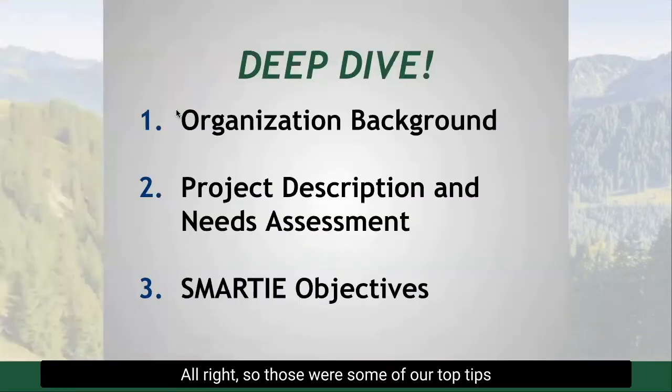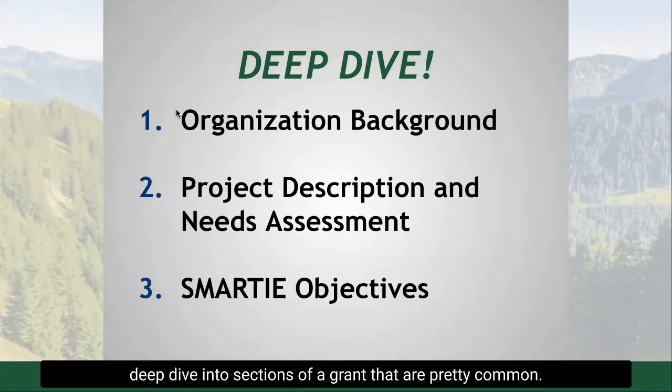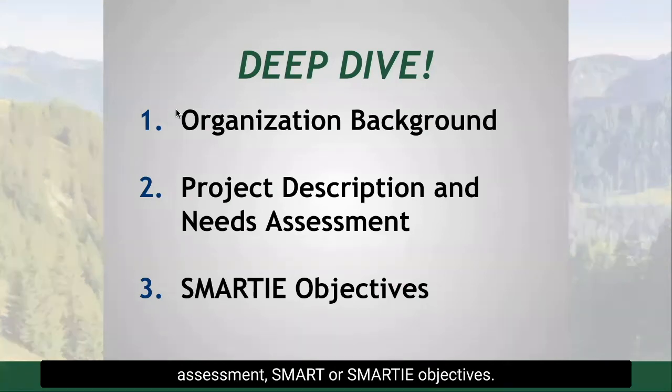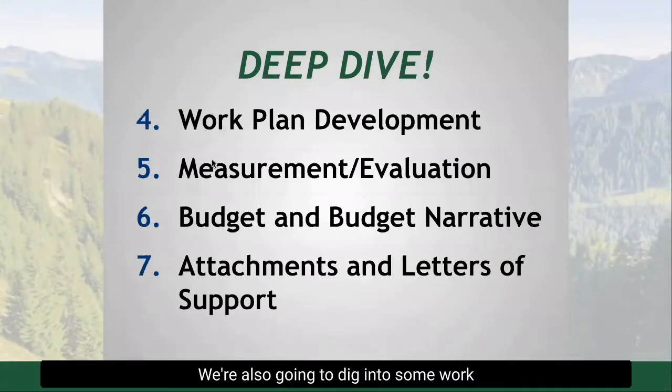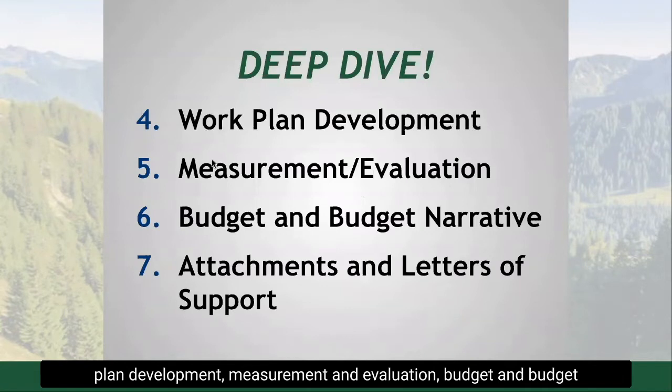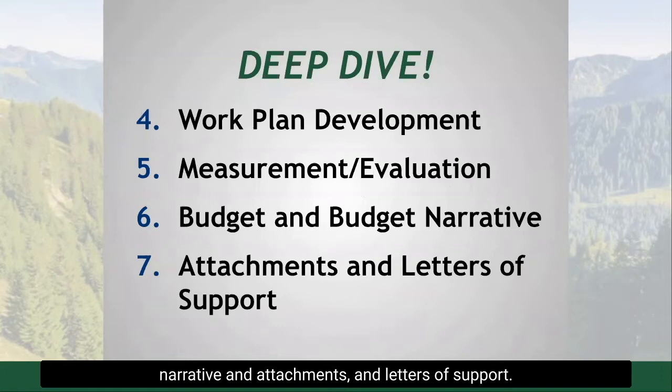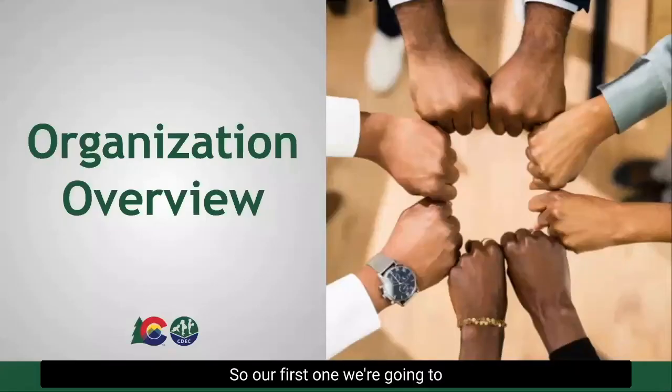All right. So those were some of our top tips we just wanted to kick off the training with. Now we're going to go into a little bit of a deep dive into sections of a grant that are pretty common. So we're going to look first at organizational background, a project description and needs assessment, SMART or SMARTIE objectives. We're also going to dig into some work plan development, measurement and evaluation, budget and budget narrative, and attachments and letters of support. So our first one we're going to look at is your organization overview.